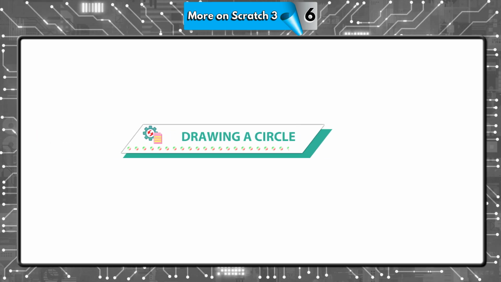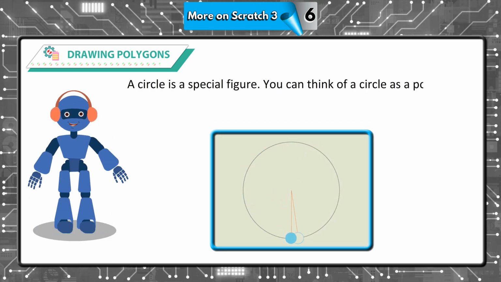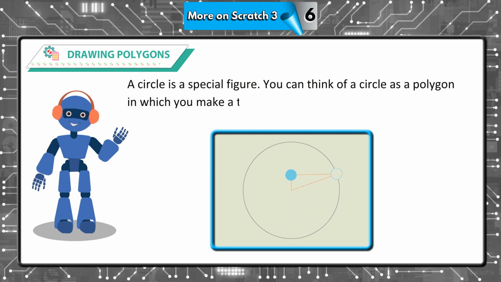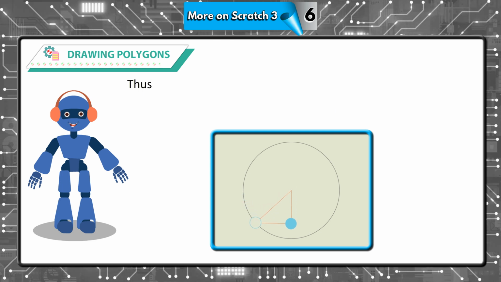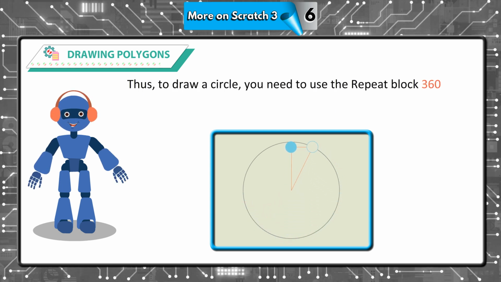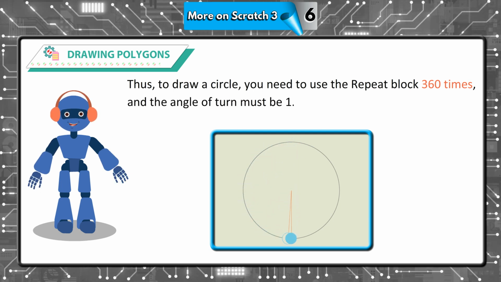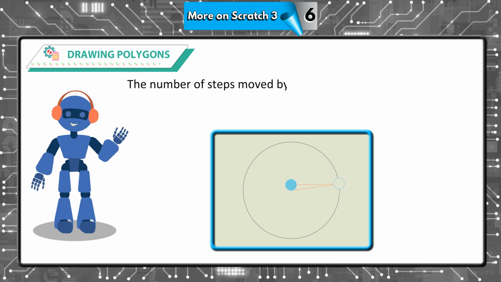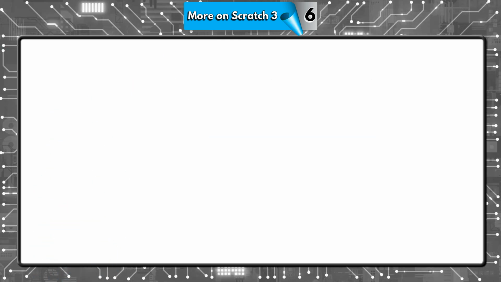Drawing a circle. A circle is a special figure. You can think of a circle as a polygon in which you make a turn of 1 degree after every step you move. Thus, to draw a circle, you need to use the repeat block 360 times, and the angle of turn must be 1. The number of steps moved by the sprite will determine the size of the circle.